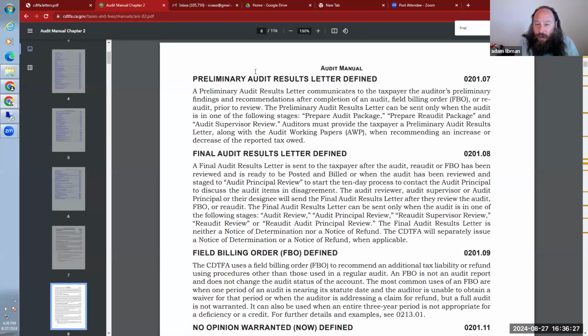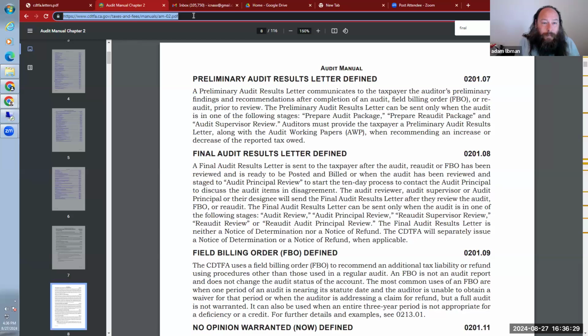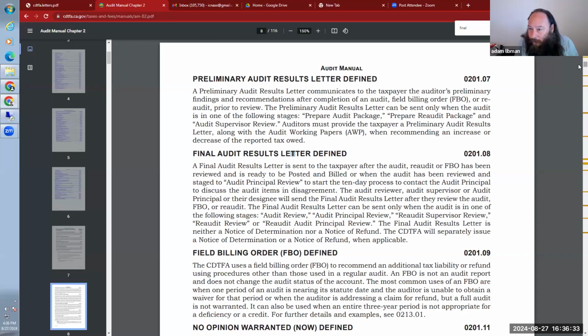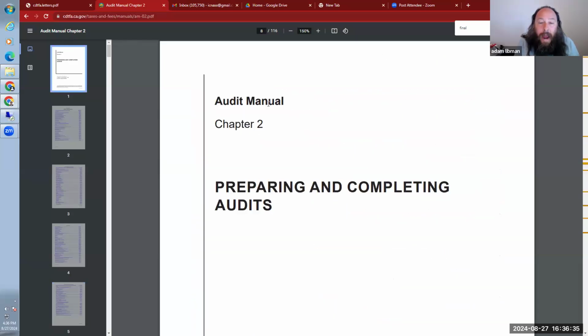So here's the rule. If you're looking at this website, you're like, oh, this is... and just to let you know where this is coming from, this is their manual. An audit manual from the CDTFA, the rules that they create for themselves. So what I'm trying to say very clearly is these people don't follow their own rules. From the CDTFA perspective, you must follow their rules, but they don't need to follow their own rules. That is their guiding principle in practice.